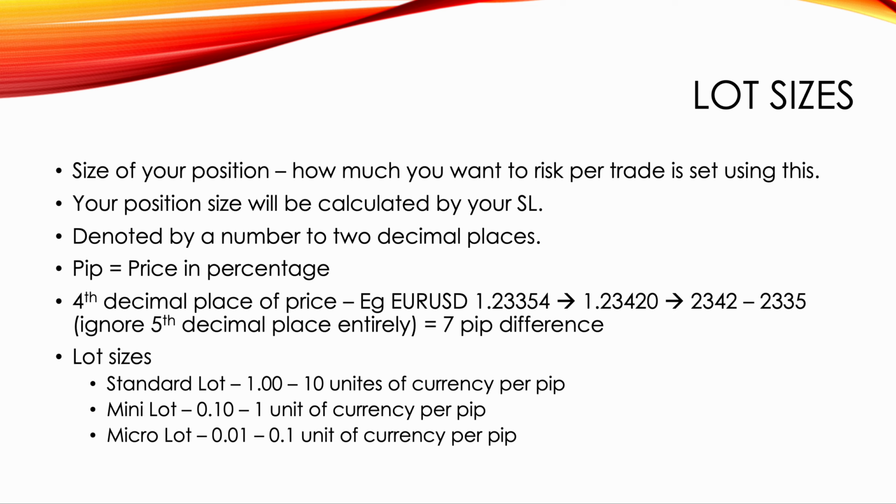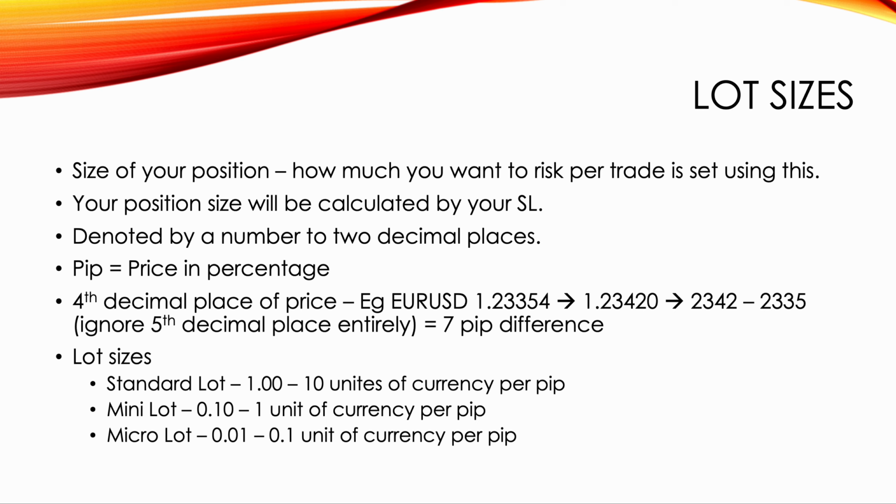A pip is what we basically denote as price in percentage, okay? And whenever you're looking at any kind of exchange rate, it's always the fourth decimal place of price. So if we have Euro USD, for an example, we see 1.23354. We always have 5 decimal points. I want you guys to just completely ignore the 5th decimal place. So let's say it goes from 1.23354 to 1.2342. Okay, what this is, right, if you go to the right, it's just a simple subtraction.